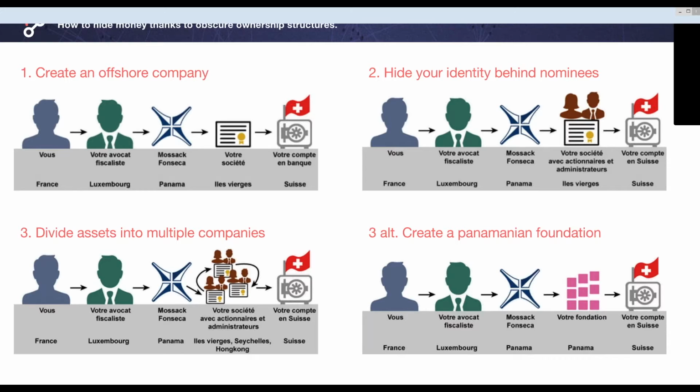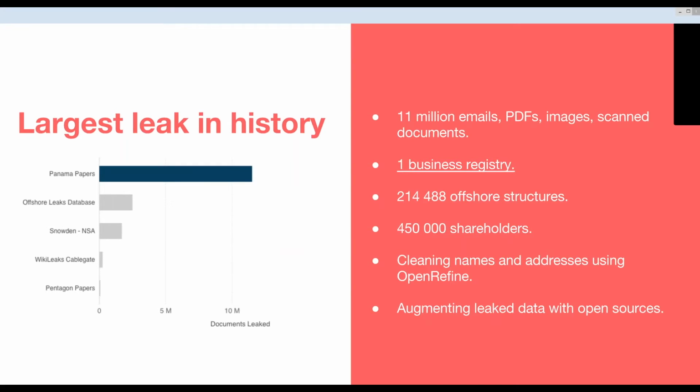Now let's talk a little bit more about the Panama Papers investigation. First of all, it's by far the largest leak in history, as the chart on the left demonstrates. It's larger than the Offshore Leaks database, the Snowden NSA data, the WikiLeaks Cablegate, and the Pentagon Papers all together. We are talking about 11 million emails, PDFs, images, and scanned documents, but also one business registry, which was the focus of the ICIJ investigation.